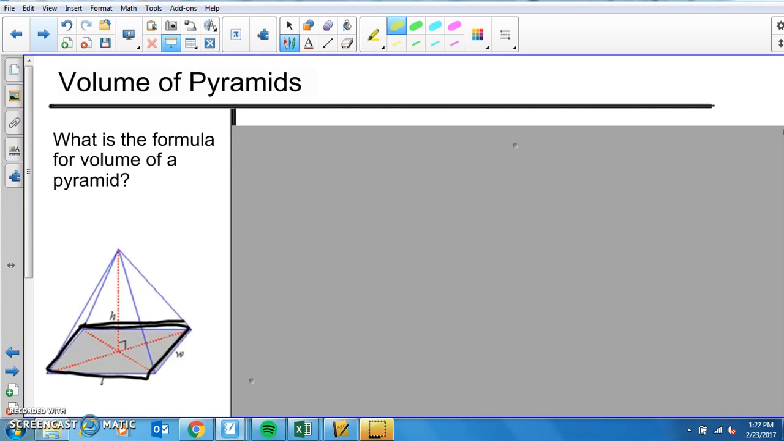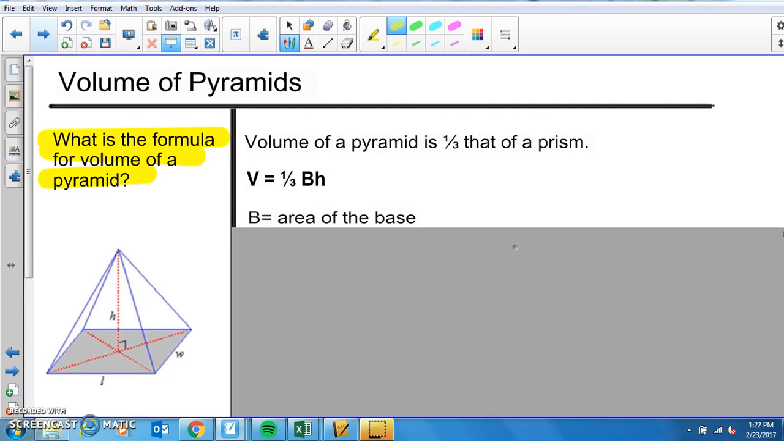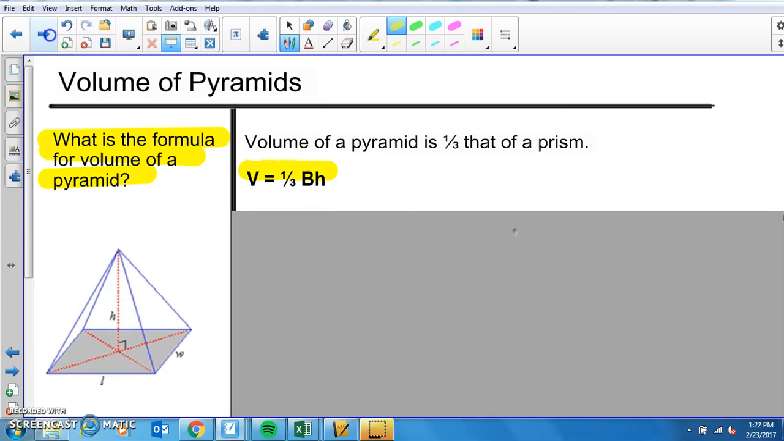So, what is the formula for the volume of a pyramid? As you progress through this unit, you're going to see there are more and more formulas. So, get in the habit of writing these formulas down. So, what is the formula for volume of a pyramid? The formula that I'm going to start off with is volume equals 1/3 base times height.